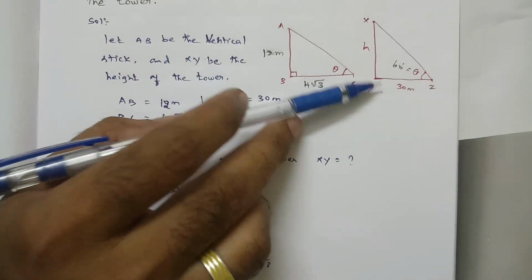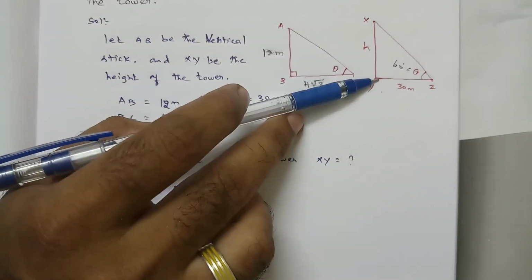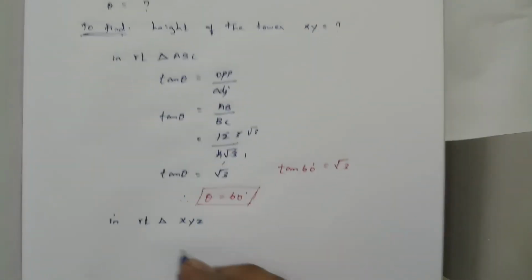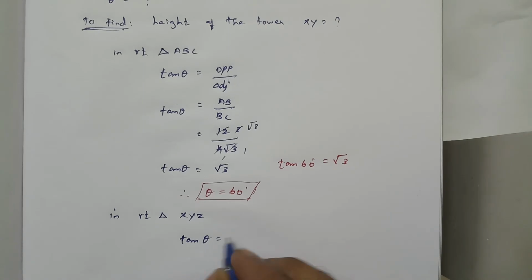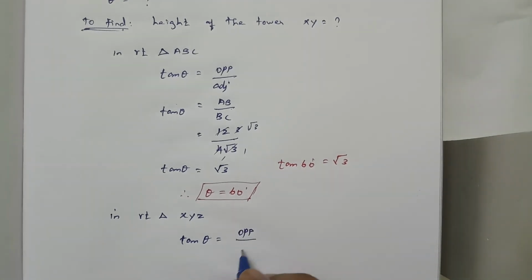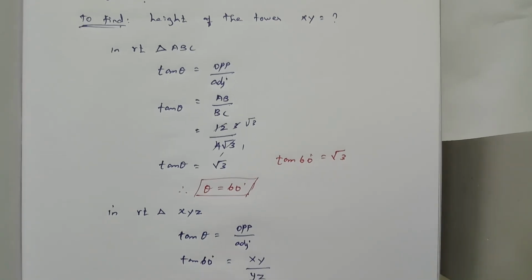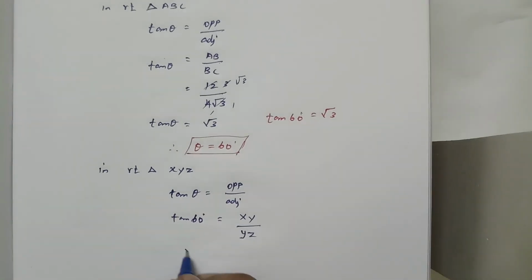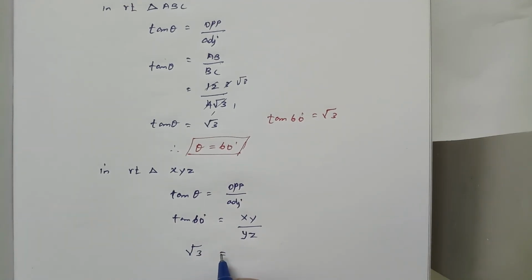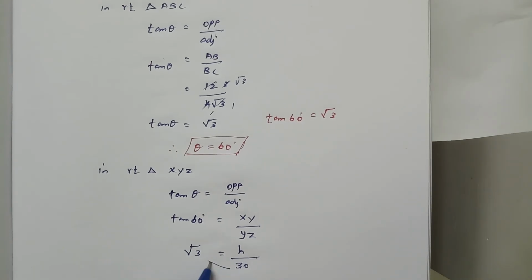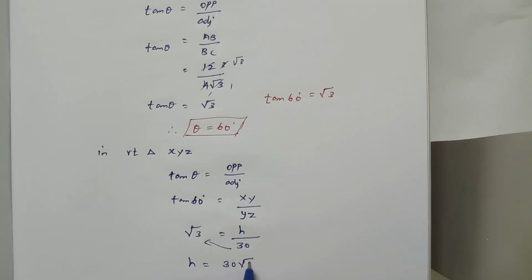We know the adjacent side and we want to find the opposite. So opposite by adjacent, which ratio? Trigonometric ratio, tan theta. So tan theta is equal to opposite side divided by adjacent side. So tan 60 degree is equal to opposite side, that is XY, divided by YZ. What is the value of tan 60? This is root 3. So root 3 is equal to XY, that is h, divided by YZ, which is 30. Taking this 30 to the LHS, h is equal to 30 root 3 meter.